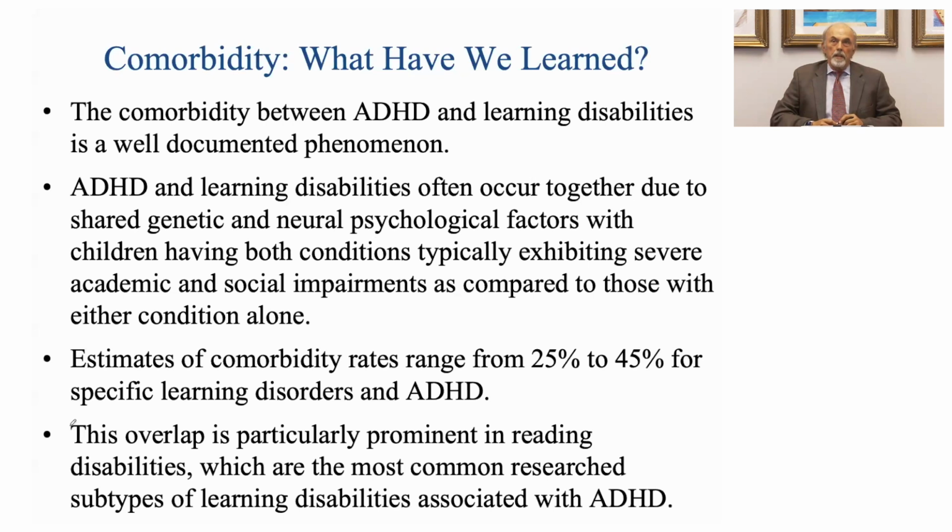They often occur together due to shared genetic and neuropsychological factors, with children having both conditions typically exhibiting more severe academic and social impairments as compared to those with either condition alone. And what's interesting about that, the statistics vary, but they're still significant. If we look at the population, comorbidity rates are somewhere between 35 and 45% on these particular difficulties.